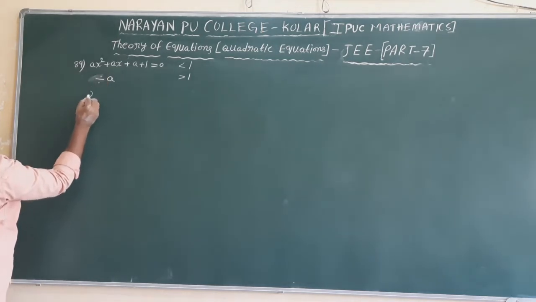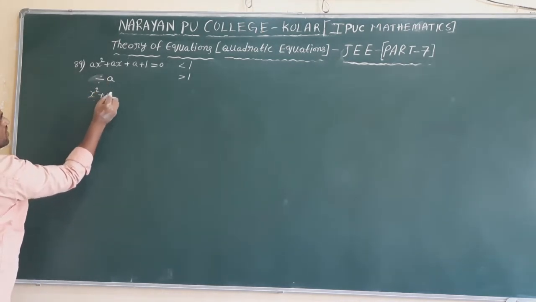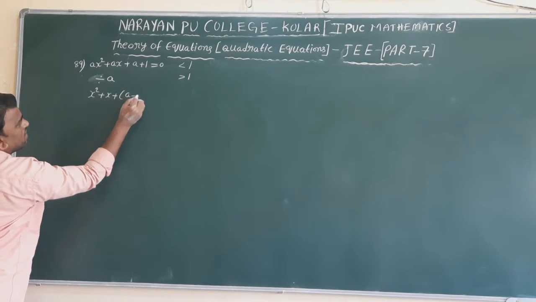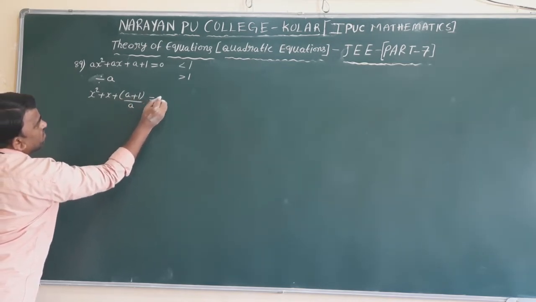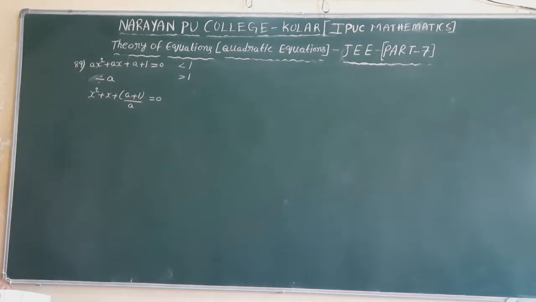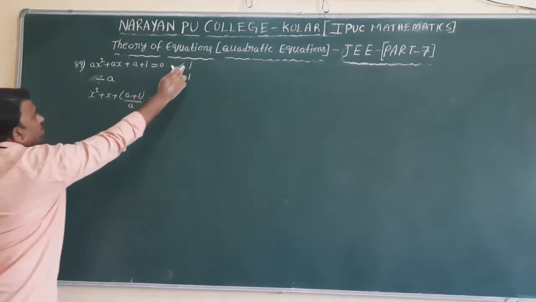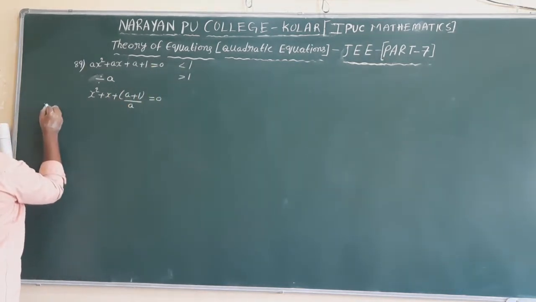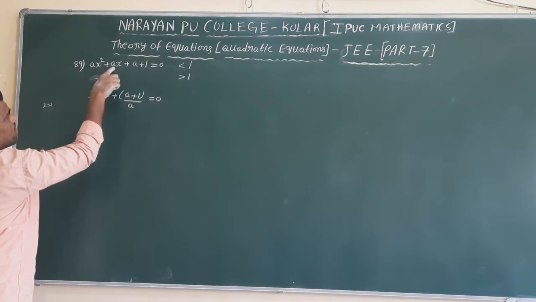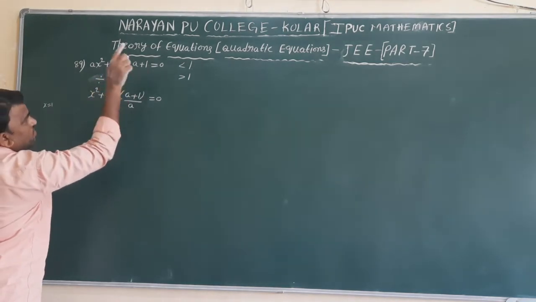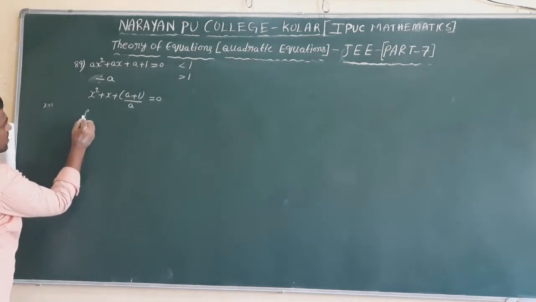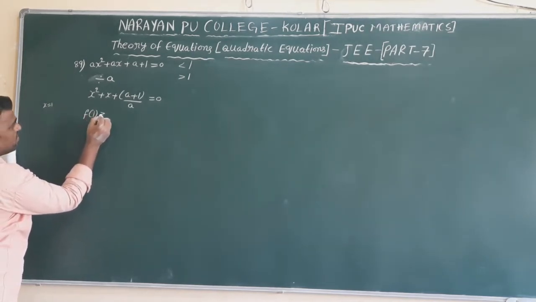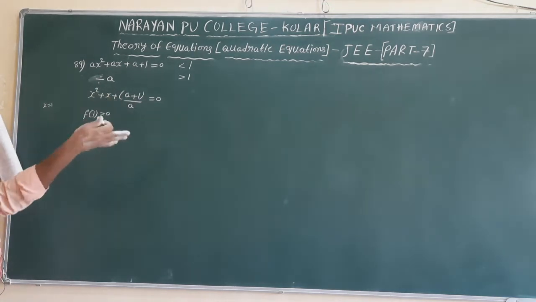Then what will we get? x square plus x plus (a plus 1)/a is equal to 0. One root is less than 1 and another one is greater than 1. So suppose f of 1, substituting x value 1, we get 1 plus 1 plus (a plus 1)/a. Let me check the sign: f of 1 is greater than 0, so obviously the other condition is f of 1 is less than 0.